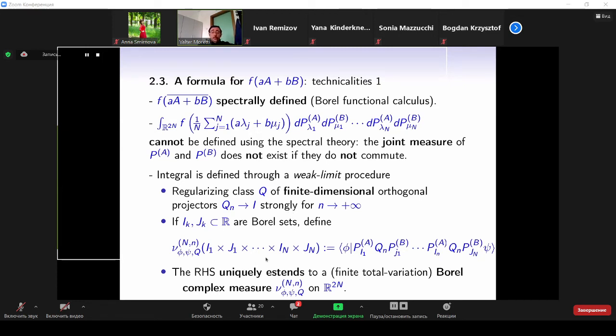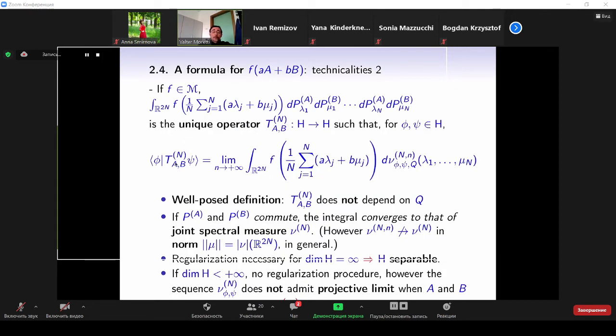separable. Okay, so we define a measure for each value of small n, and so we define an operator, this operator, which is the unique operator which satisfies this identity, where this measure is defined. This operator doesn't depend on the choice of the regulator, and this formula becomes the analog of the standard one concerning the joint spectral measure when the operators A and B commute, that is, when the spectral measures commute.